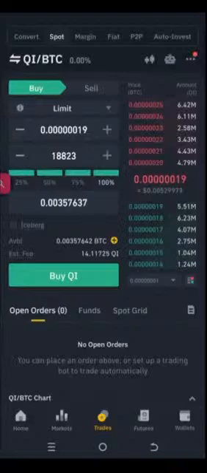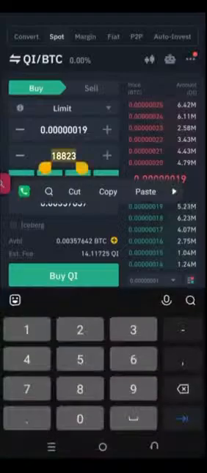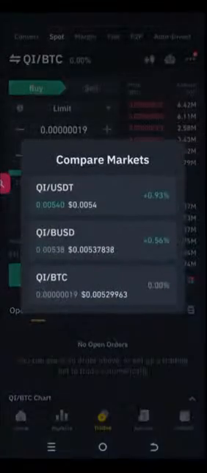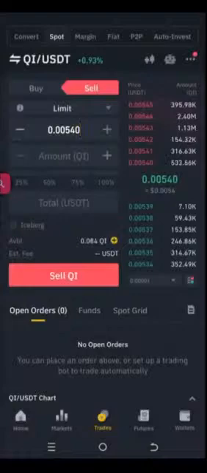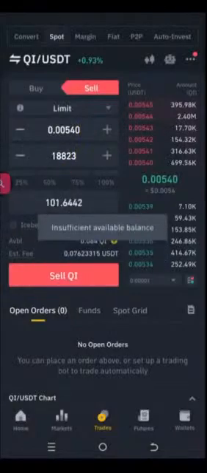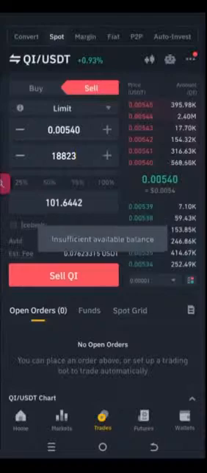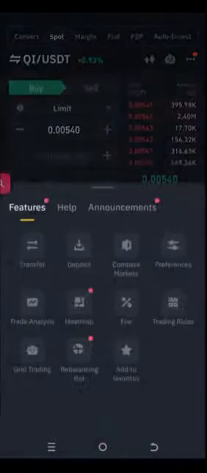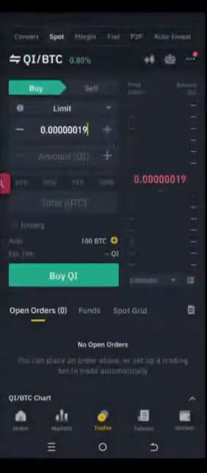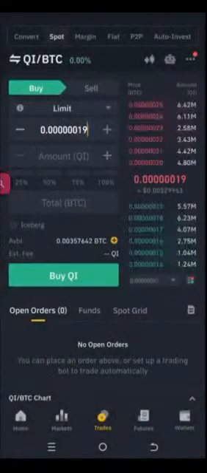So what we're gonna get is this amount. Let's copy that and then go to compare markets and click on the USDT. If I try to sell, what would I get? Let's see what I make in profit. Okay, same amount, 1.6%. That's $1.64. So let's just go with this. Let's go back and see whether if we buy QI BTC, we will be able to make this.